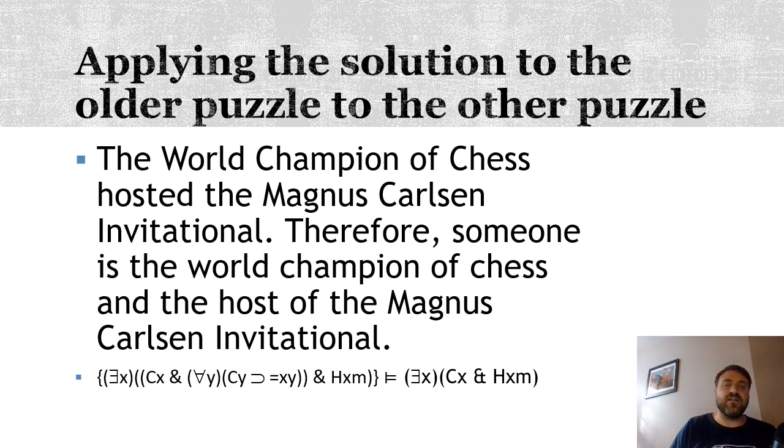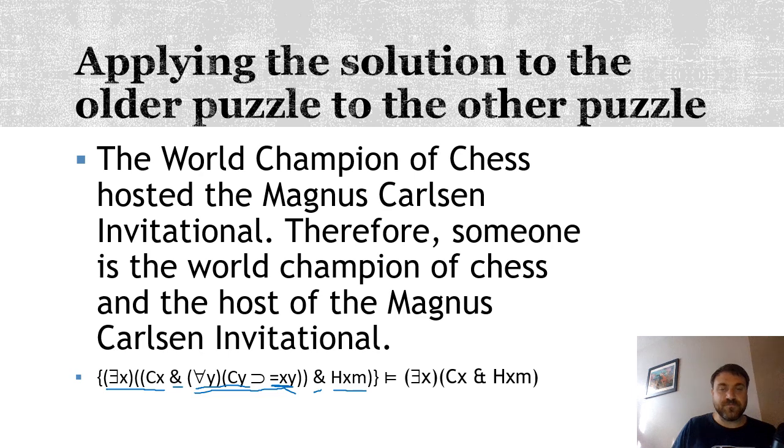And so we would say that the world champion of chess hosted the Magnus Carlsen Invitational. Therefore, someone is the world champion of chess and the host of the Magnus Carlsen Invitational. Okay. So notice what we're going to do. Instead of representing the world champion of chess as simply a lowercase letter, we're going to build that into the predicates a little bit here. We're going to say there exists an X such that X is the world champion of chess. Okay. And, right, if Y is the world champion of chess, then X is Y. That's another way of saying there's only one world champion of chess, right? And we're going to say and here, and that person hosted the Magnus Carlsen Invitational.